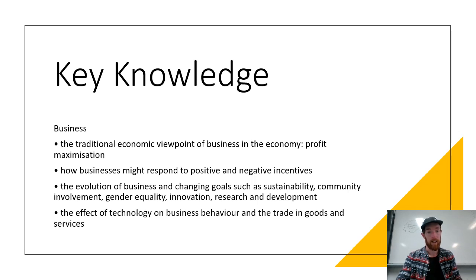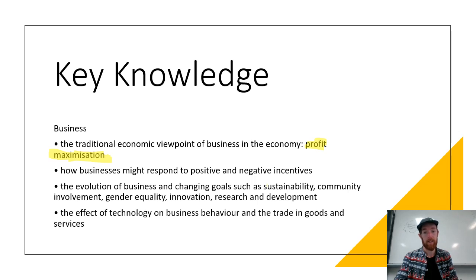So what we're looking at is the traditional economic viewpoint of business and the economy, which is about profit maximization. So we're going to be really focusing on that, what that means, what businesses do to try and achieve that on the traditional viewpoint. And then it kind of moves into how businesses might respond to positive and negative incentives, a few examples of those, and then the evolution of business behavior and their changing goals.